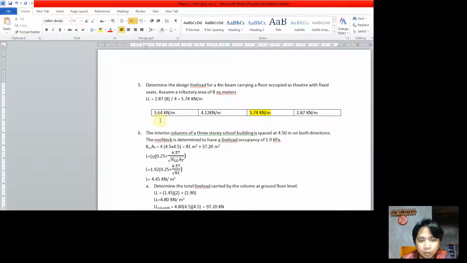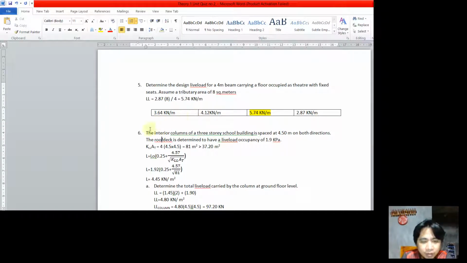So meaning our basis is 37.2 square meter area, the least area, so that we can implement our live load reduction. So that is a check mark here.